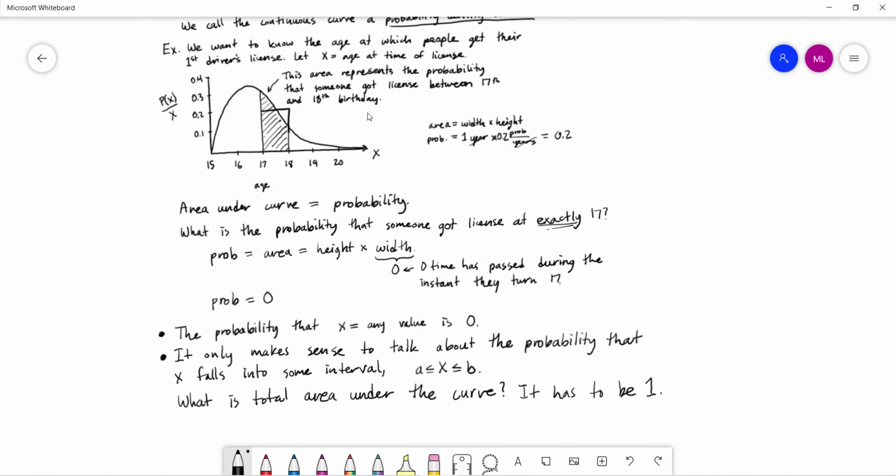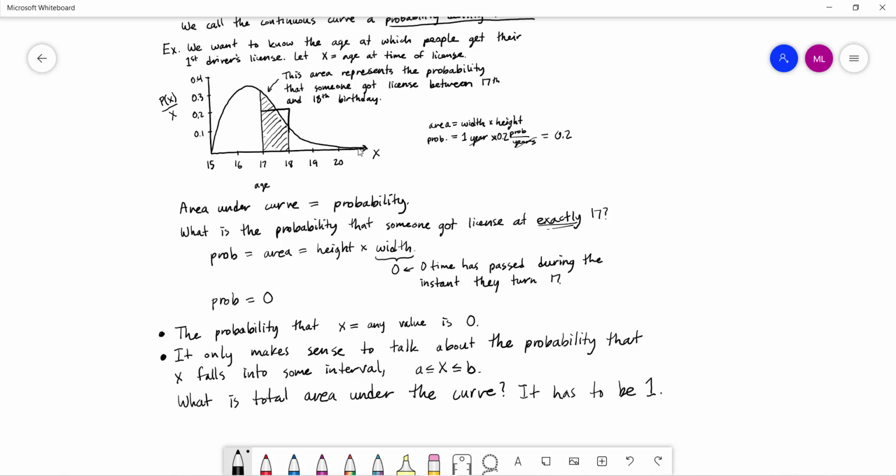The total area under any probability density function curve will always add up to 1. Why does that make sense? Essentially, the question we're asking here is, we're interested in the age at which somebody got their first driver's license. You can see our curve here starts at the age of 15, and it goes on, and this arrow is meant to indicate that it goes further this way. We didn't bother drawing it because there's not very much area under the curve over here.